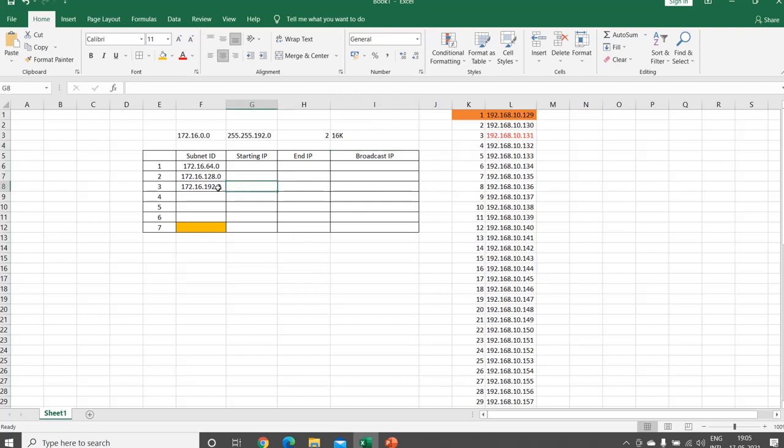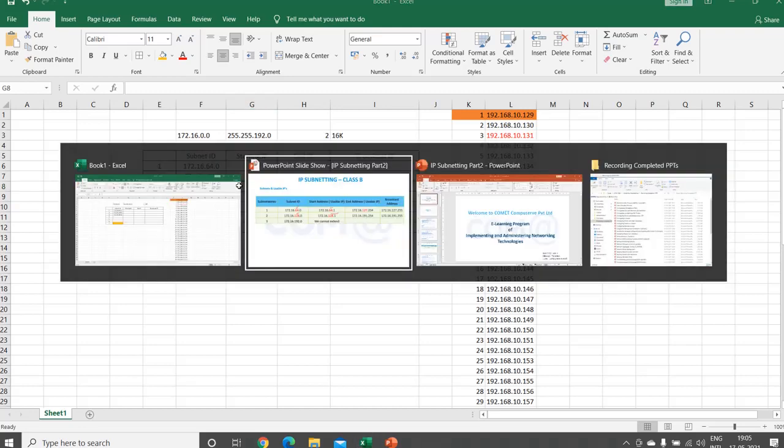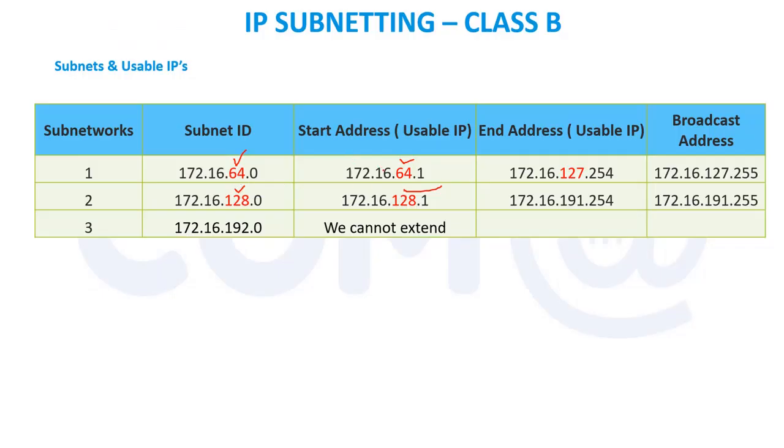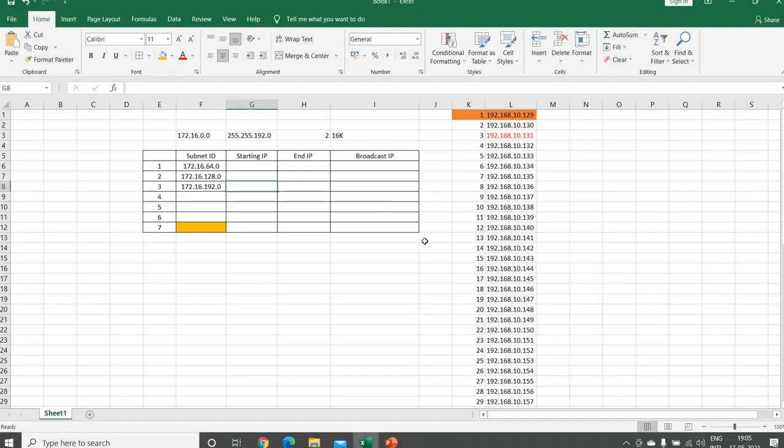So now this is the network number. From here I have to go for the host IDs, right? The starting address and ending address we have to find. I need not do this one, because no changes are required in this. We cannot use this one. We have to use this only, right? Before that, I'll fill the broadcast address from the earlier stage.